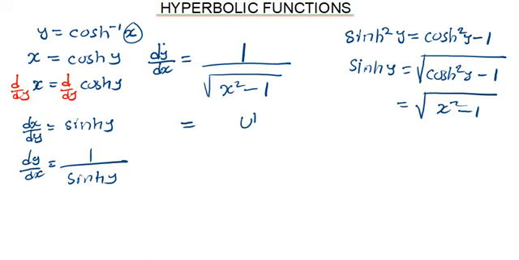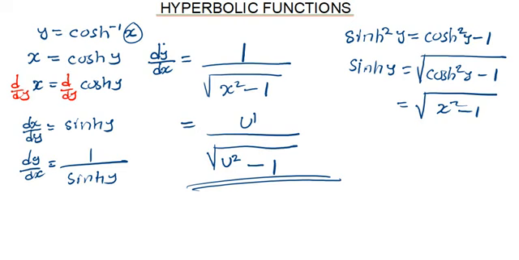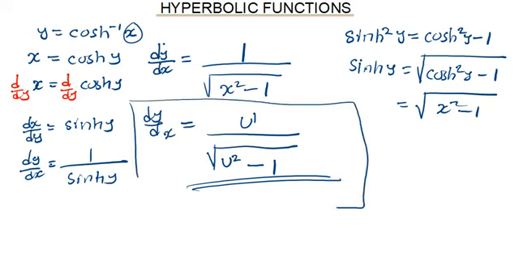So it says u prime. We differentiated x, the derivative of x is 1. That's why we have a 1 on the numerator. Then here we have u squared, which is simply our x, minus 1. And this is simply the standard equation for the derivative of hyperbolic cosine inverse of x. So remember that u can be anything, you just have to replace it there.